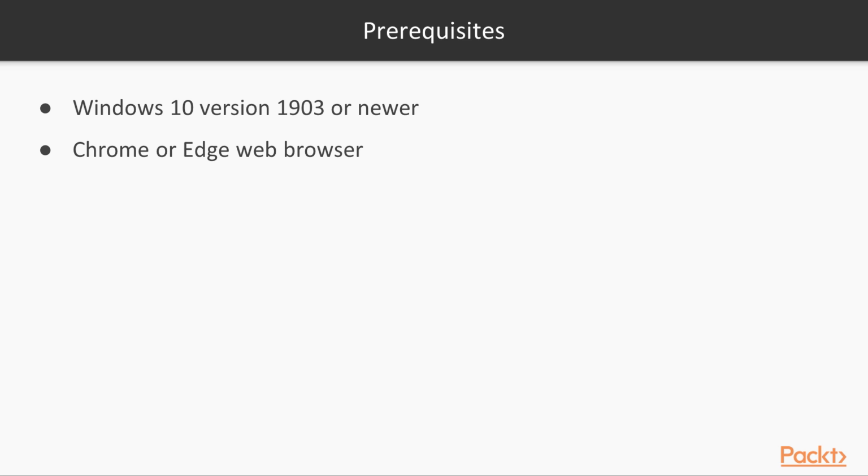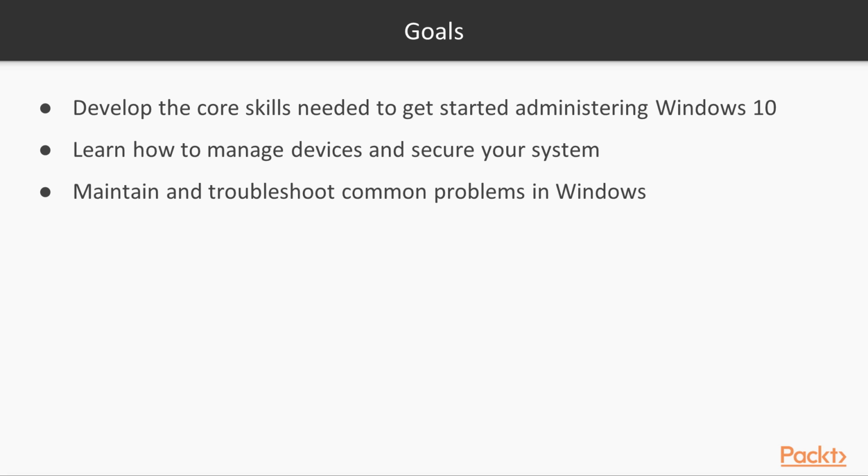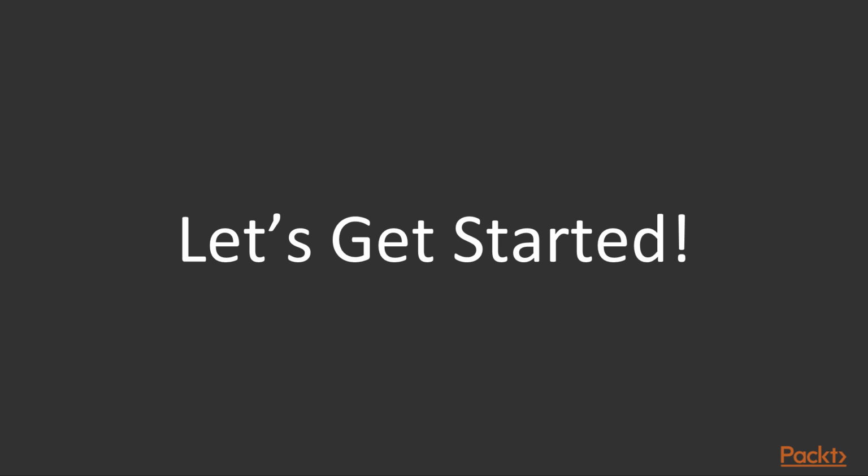To complete this course, you will need a computer running Windows 10 version 1903 or newer, and a modern web browser of your choice. By the end of this course, you will develop the core skills needed to get started administering Windows 10, learn how to manage devices and secure your system, and maintain and troubleshoot common problems in Windows. So let's get started.